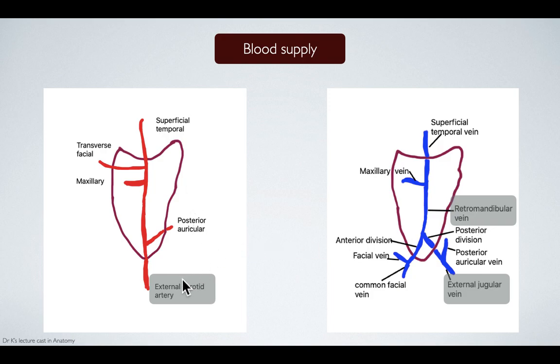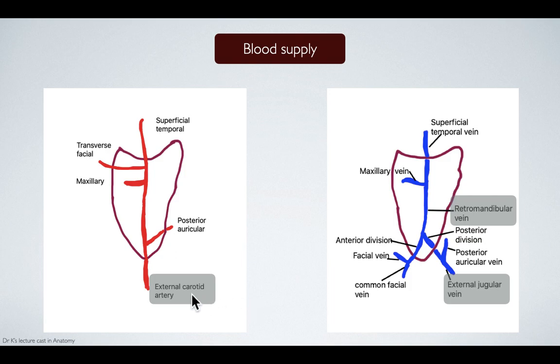So let's add one more here. Maxillary artery and superficial temporal artery are considered to be the terminal branches. If you don't remember anything, just remember to write branches from the external carotid artery. And the retromandibular vein drains the parotid gland, and finally it forms the external jugular vein when the posterior division of the retromandibular vein joins the posterior auricular vein.